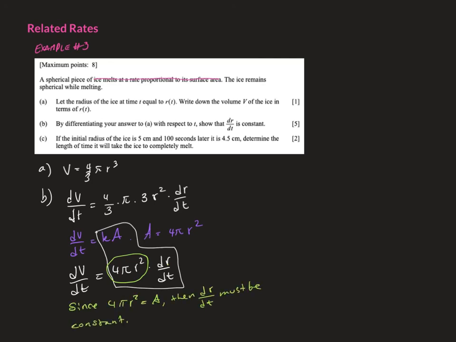Now we're going to do C. We know that it takes 100 seconds to melt 0.5 centimeters. That means it would take 200 seconds to melt 1 centimeter. And since we have 5 centimeters total for the radius of the sphere, the total time is going to be 200 seconds times 5, and that is equal to 1000 seconds.